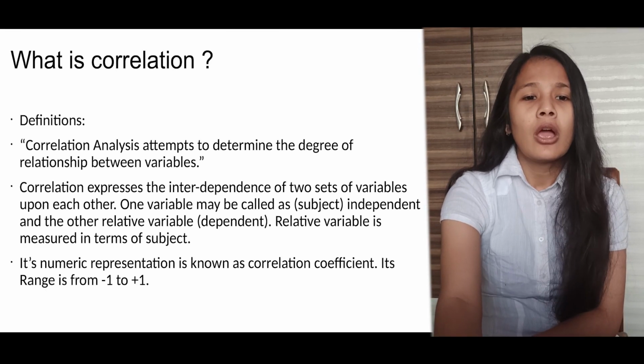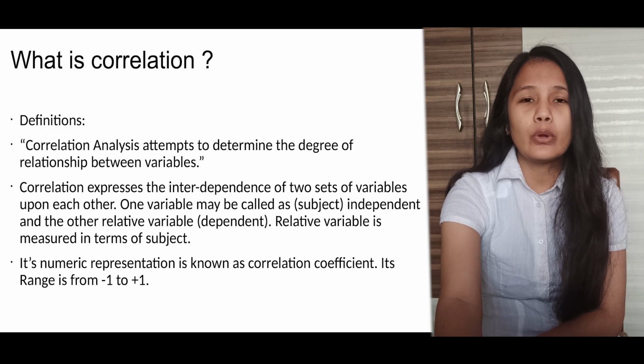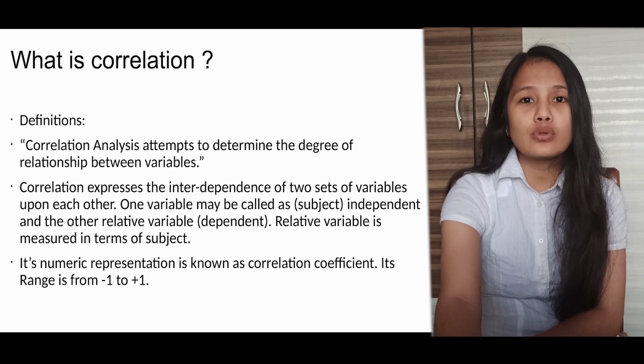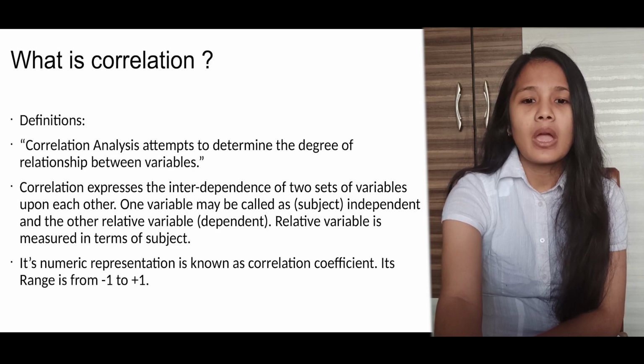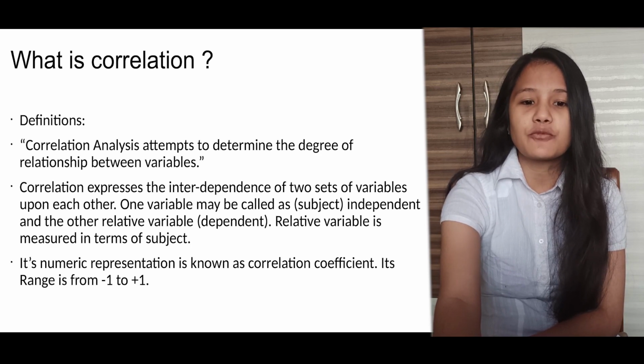What is correlation? Correlation analysis attempts to determine the degree of relationship between variables. Means correlation tells us what kind of relationship there is between variables. Correlation expresses the interdependence of two sets of variables upon each other. One variable may be called the subject, that is independent, and the other related variable is dependent. The related variable is measured in terms of the subject. Its numeric representation is known as the correlation coefficient. Its range is from -1 to +1.